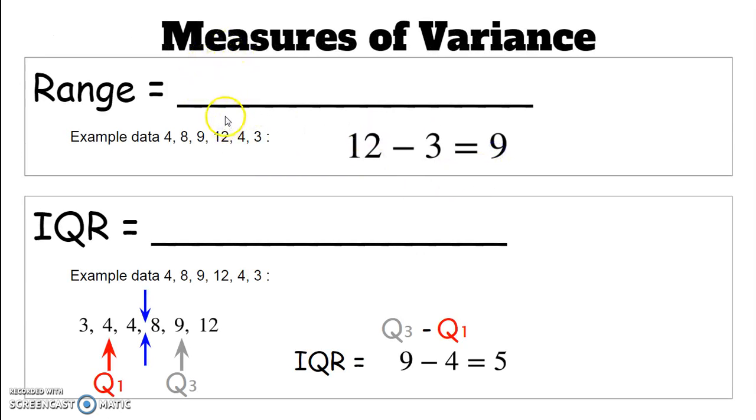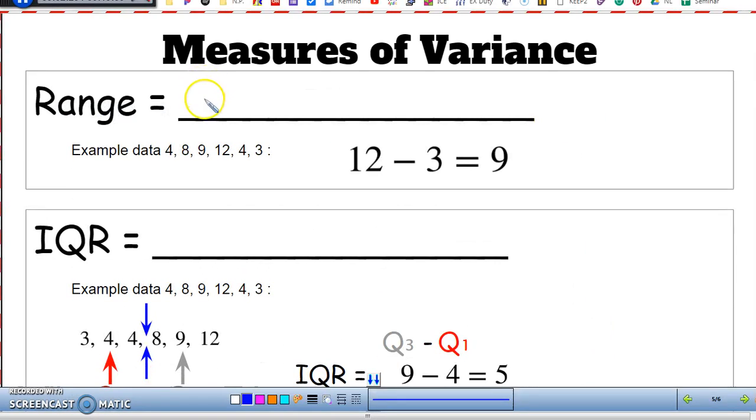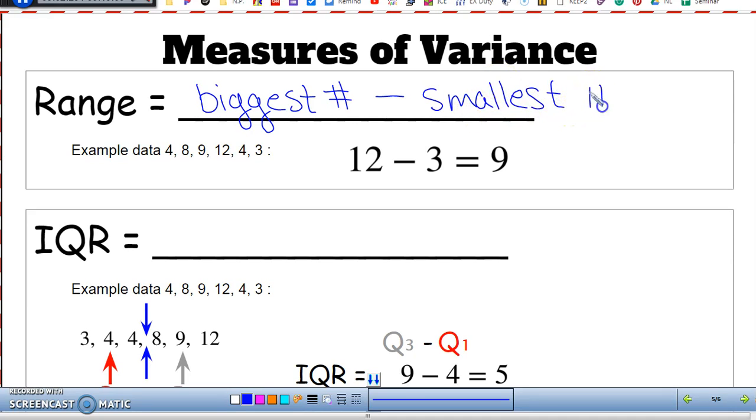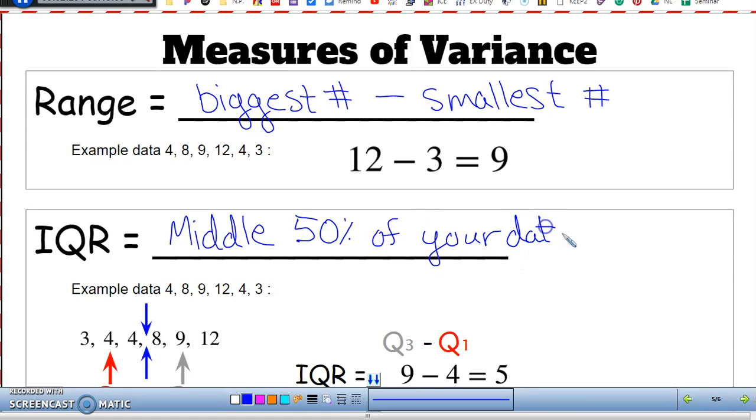So if we just look at the range, we flip to the back side. The range is just the biggest number minus the smallest number. Biggest number minus smallest number. All you're doing there is subtracting. So the interquartile range, you could say, is the middle 50% of your data. The middle 50% of your data.